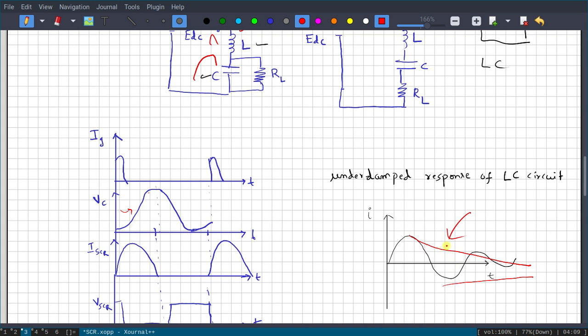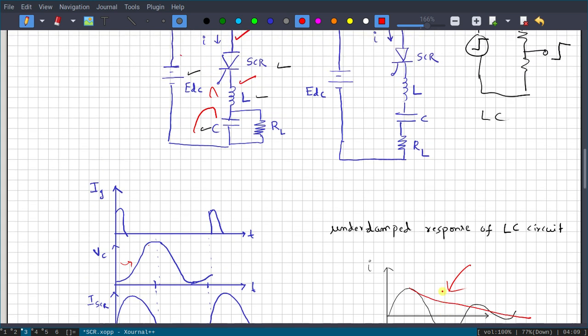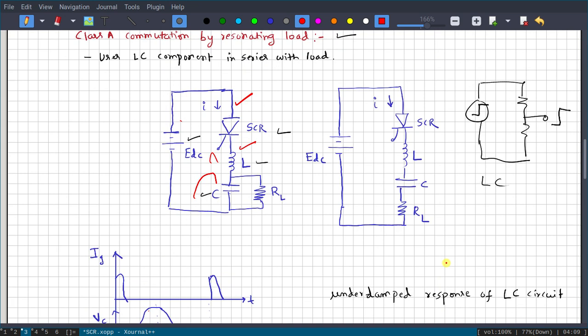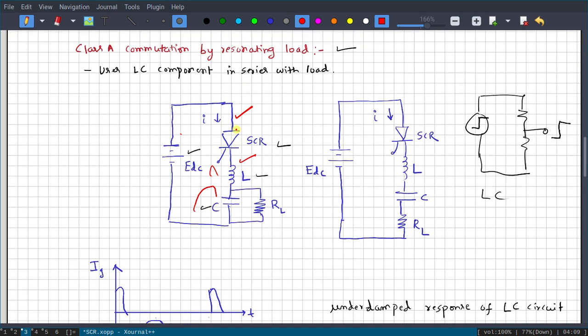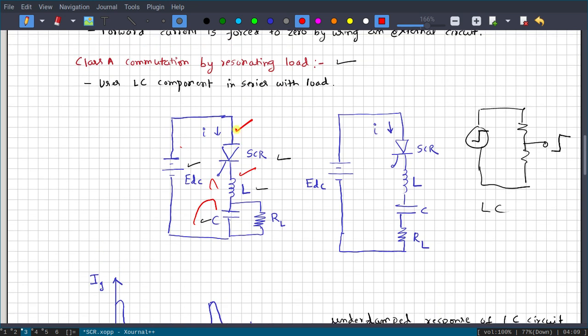Then a reverse voltage can be generated across the SCR even with DC, and you can turn off the SCR. So that is how you turn off by resonating load.